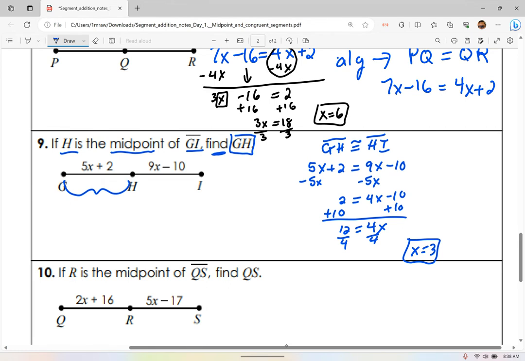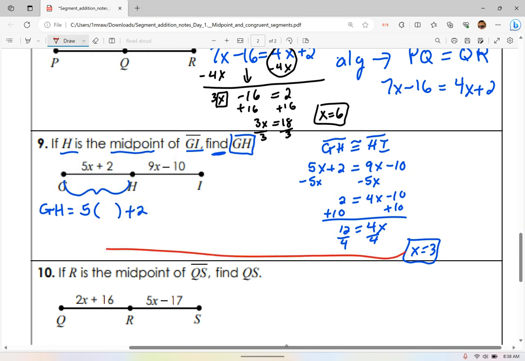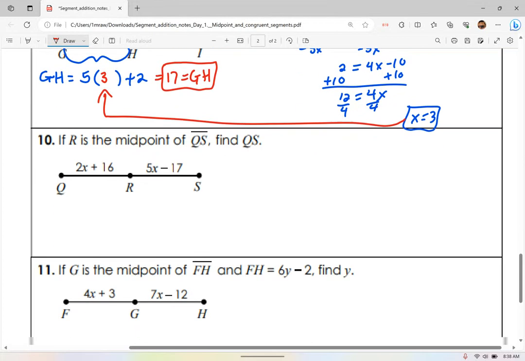So we plug it in for GH, right? GH equals 5x plus 2. So 5 times x plus 2. We're going to plug in our new value for x. We just found it, right? So we plug in 3. 5 times 3 is 15. 15 plus 2 is 17. So there's my GH. Okay. So that's kind of a hidden question. It says find GH. So we actually have to solve for x in order to find GH.